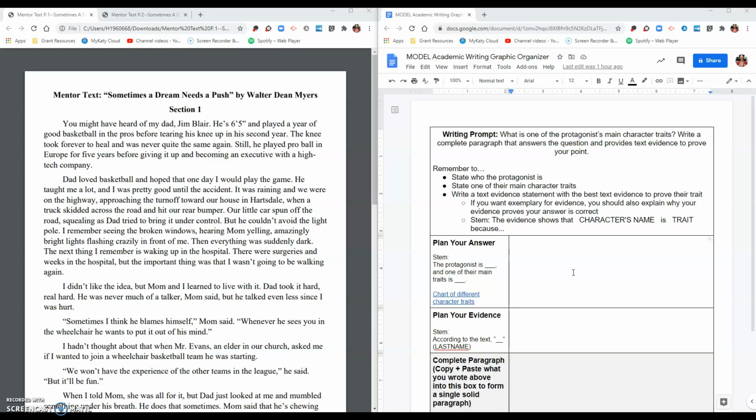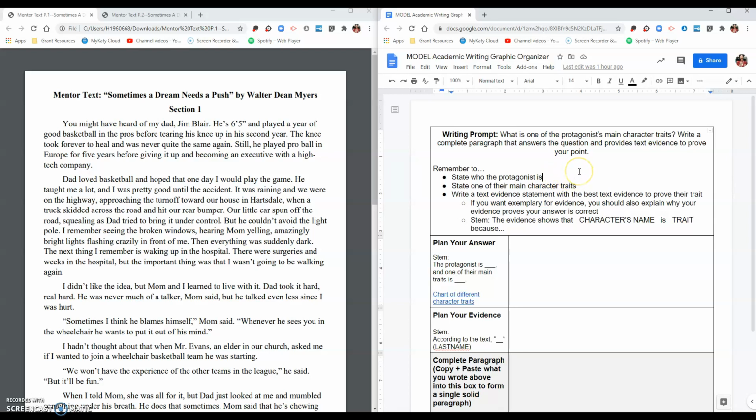So there are a few things that I need to do with this prompt. And remember, a prompt is just a fancy way to say the question you need to answer in your writing. So what question do I need to answer? Let's break apart this question real quick. What is one of the protagonist's main character traits? Well, first of all, to answer that question, I need to know who the protagonist is. So I'm going to need to state who the protagonist is in my answer.